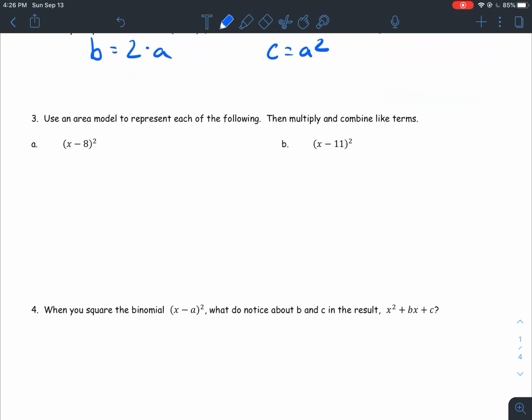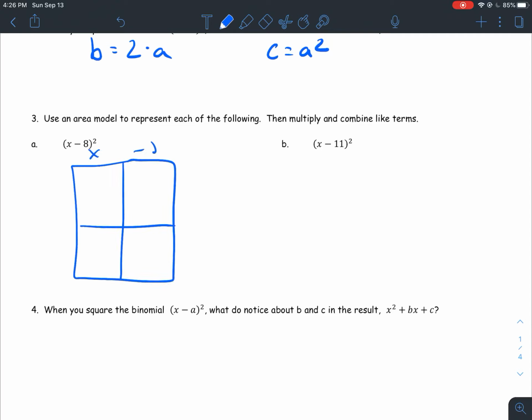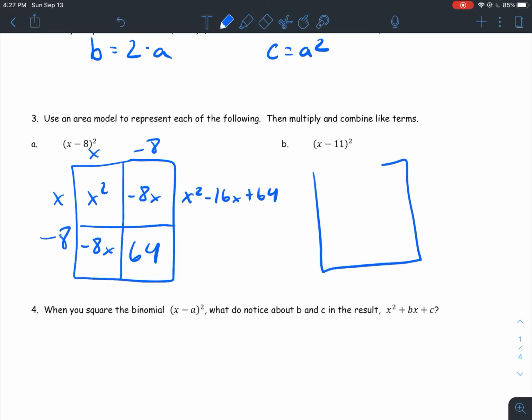All right. Next, let's try 3. Use an area model to represent each of the following, multiply and combine like terms. So we're doing the same thing we just did. We set up our area model, x minus 8, x minus 8, x squared, minus 8x, and then we get a positive 64. So we get x squared minus 16x plus 64.